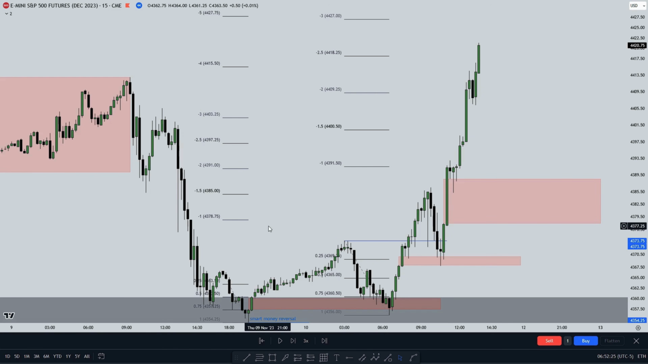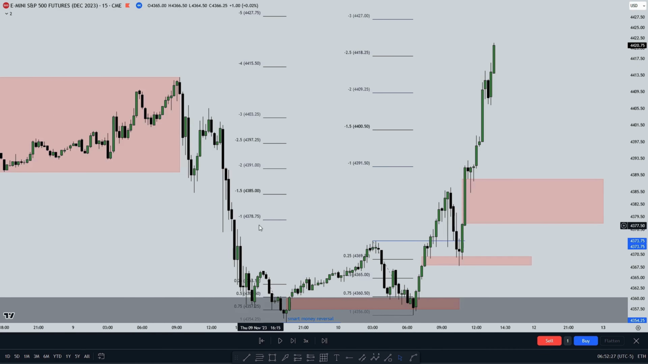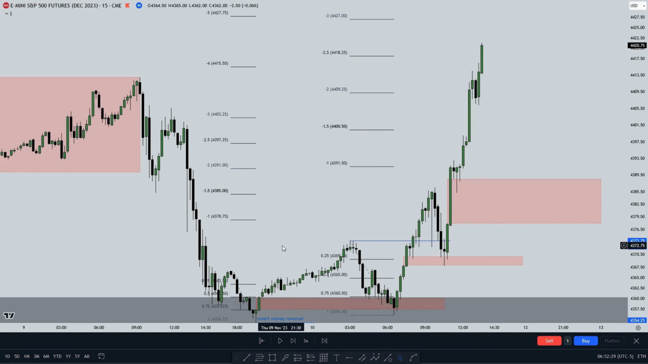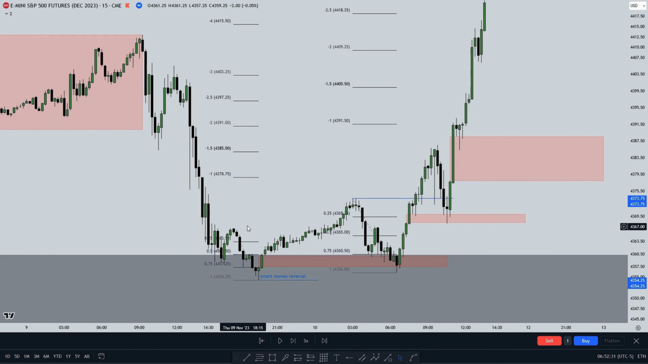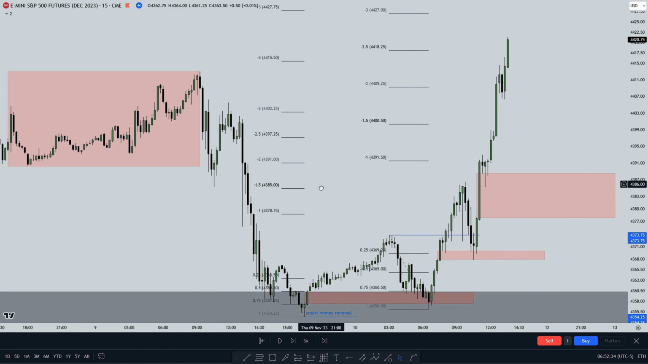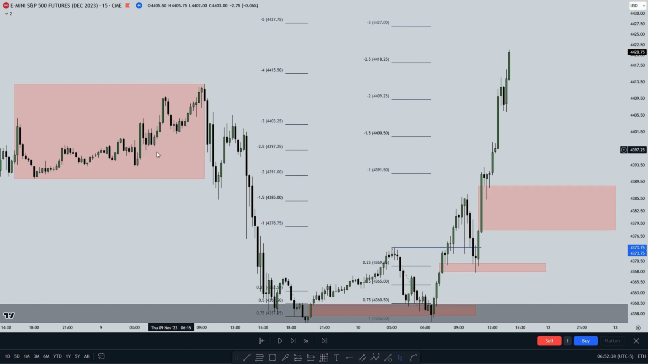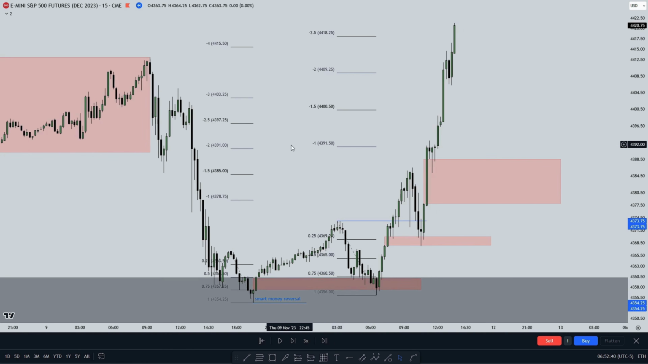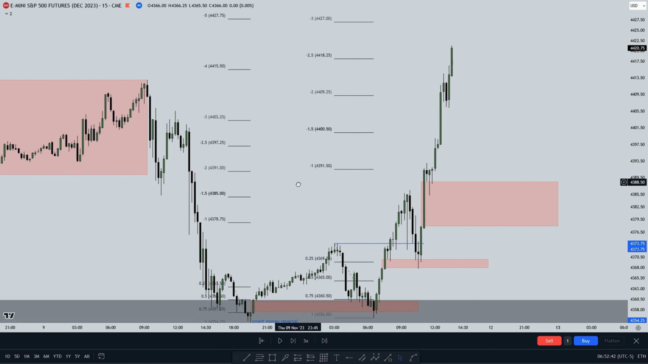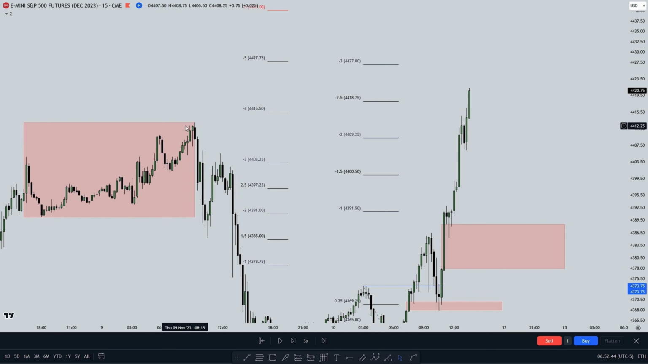The standard deviations also align with the original consolidation. So the smart money reversal standard deviations align with the low of the original consolidation, as you see the -2 to -2.5, and the low risk buy standard deviations align with the high of the original consolidation at the -2 to -2.5 range.